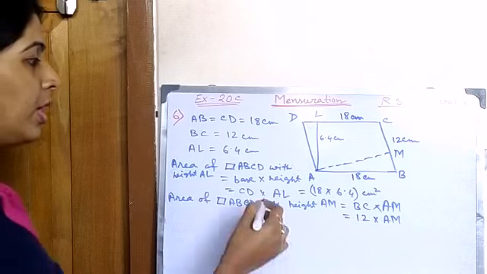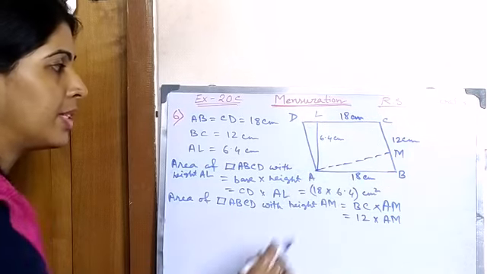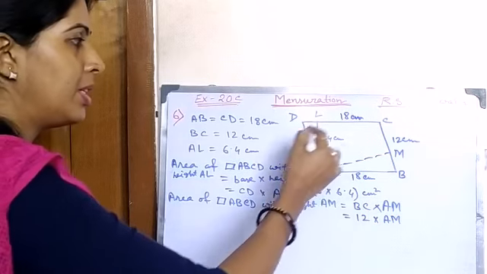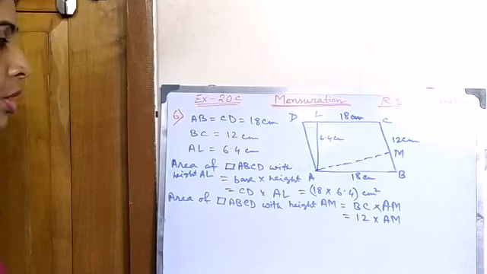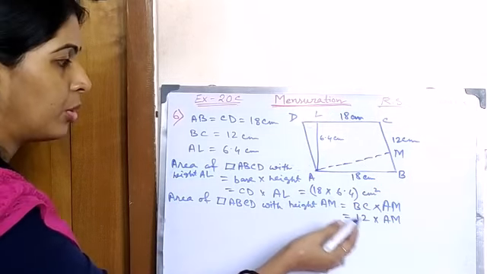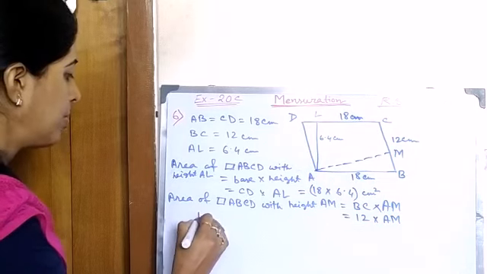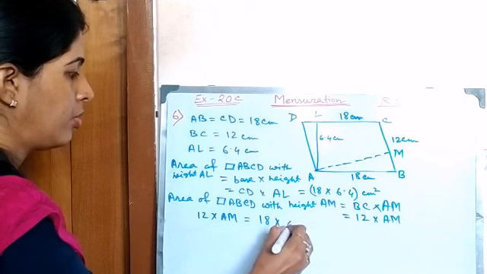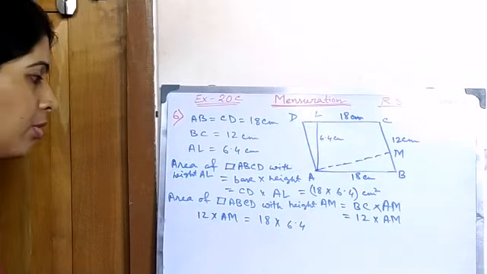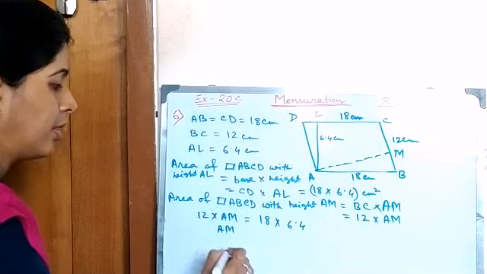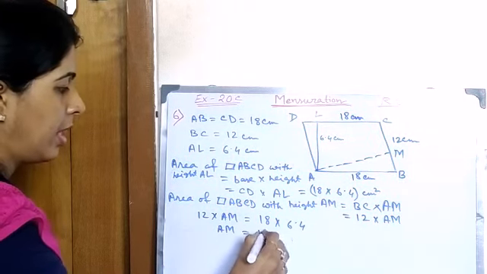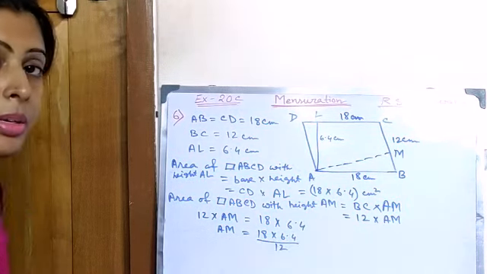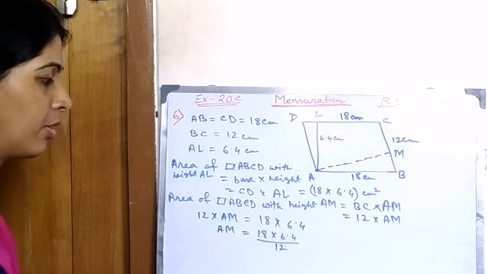Now the area in both cases will be the same because ABCD is the same parallelogram. So we can equate both. That means 12 into AM equal to 18 into 6.4. Now we can fix AM here, then 18 into 6.4 divided by 12. That's why I have not multiplied it before.